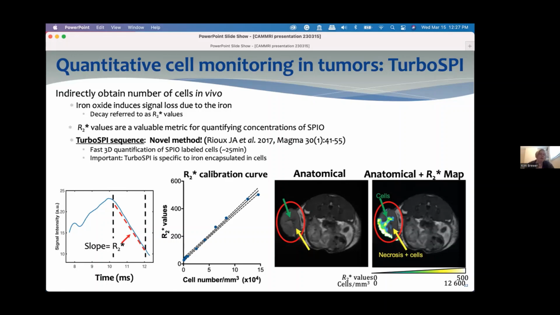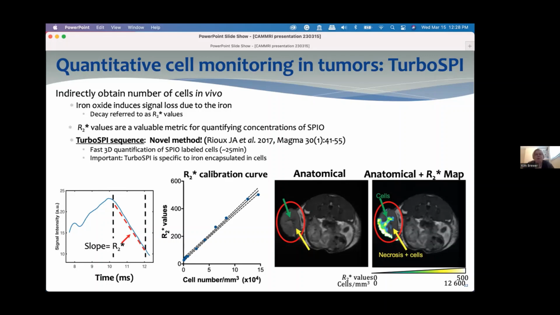It's a reasonably quick sequence developed by collaborators of ours, James Ryu, as well as students in the lab, obviously. 3D quantification of cells in about 25 minutes. Now, it's important to note that it doesn't work with free iron. The iron has to be taken up by cells because it uses that difference in the ratio of R2* and R2 that happens specifically in iron-labeled cells.